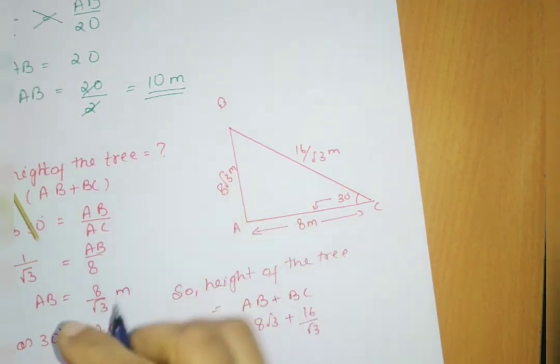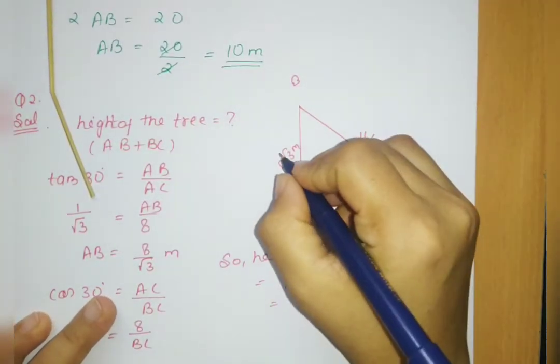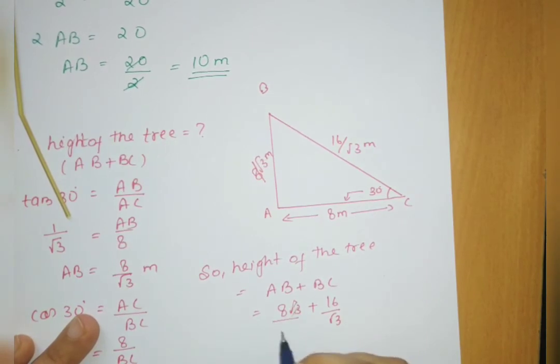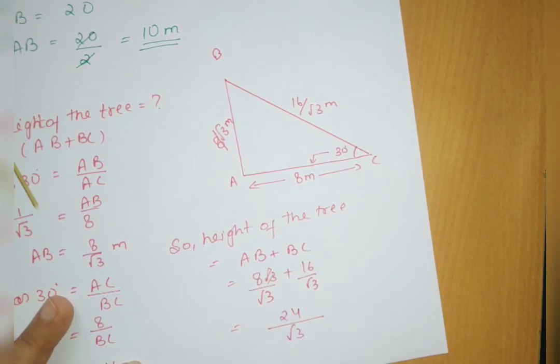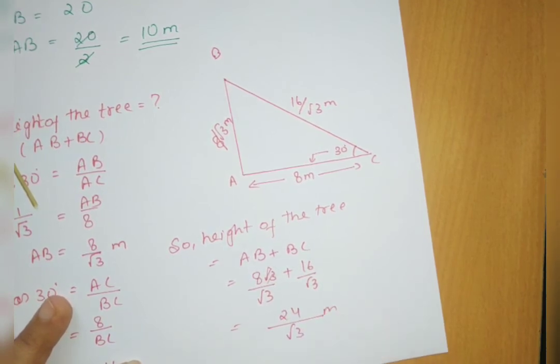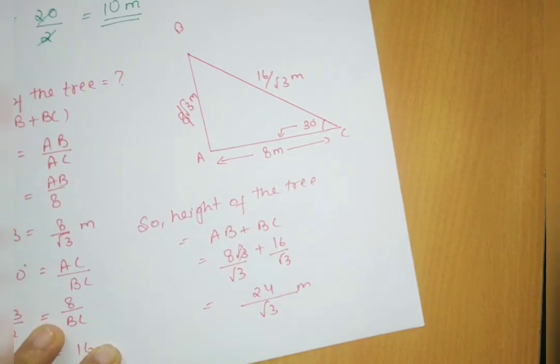Okay, see this is 8 divided by root 3, right? It's not multiply. This is 8 by root 3. Okay, if I take LCM, I will get root 3 and this side 24. You can stop here also, but if you want to simplify, we also can simplify this one.